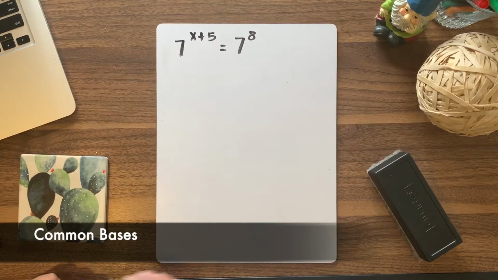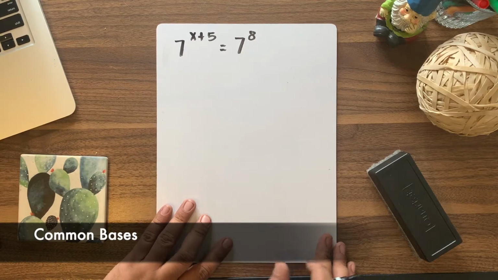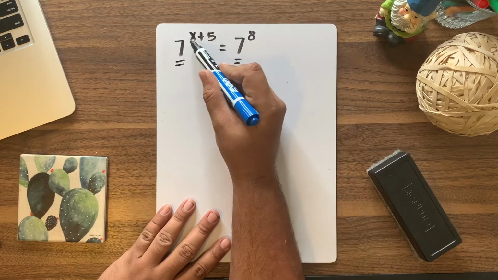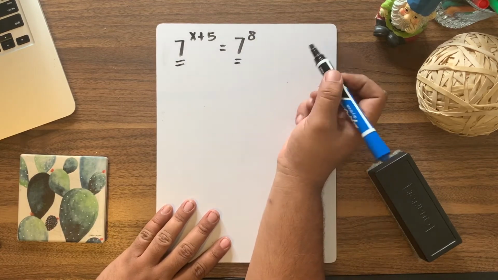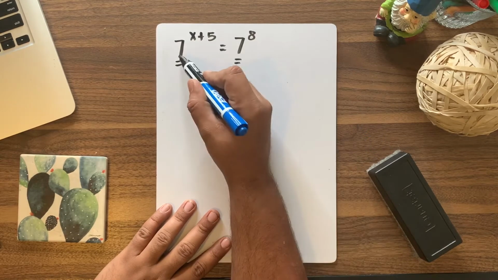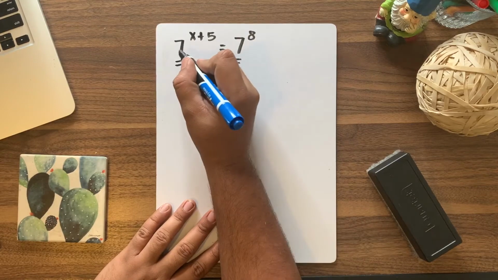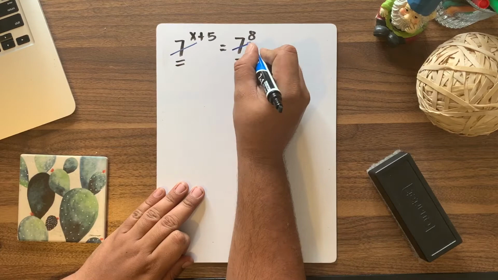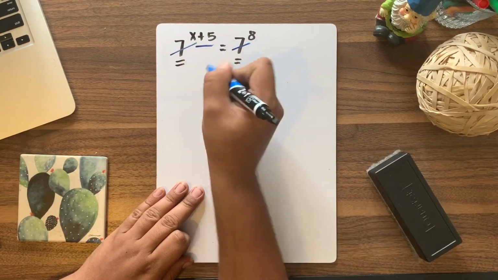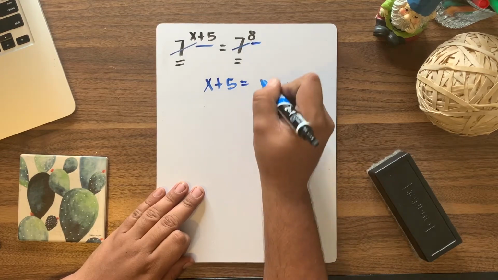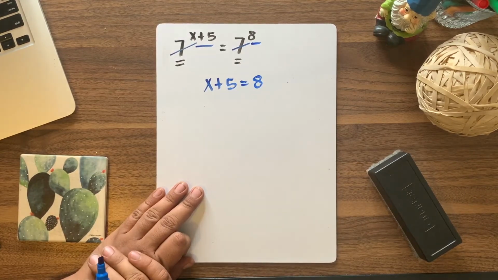Okay, right here we have an exponential equation. We do have the base of 7, and this power here is x plus 5, the power here is 8. Now, if you're solving an exponential equation with no logs, and you have common bases, you can cross them out and work with whatever is in the top. So, x plus 5 is equal to 8. You set the powers equal to each other.